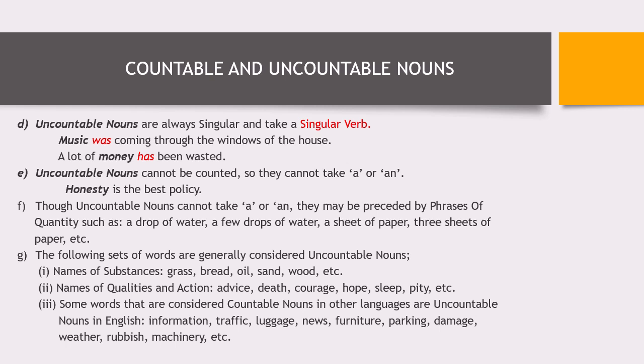G. The following sets of words are generally considered uncountable nouns. 1. Names of substances: grass, bread, oil, sand, wood, etc. 2. Names of qualities and action: advice, death, courage, hope, sleep, pity, etc. 3. Some words that are considered countable nouns in other languages are uncountable nouns in English: information, traffic, luggage, news, furniture, parking, damage, weather, rubbish, machinery, etc.